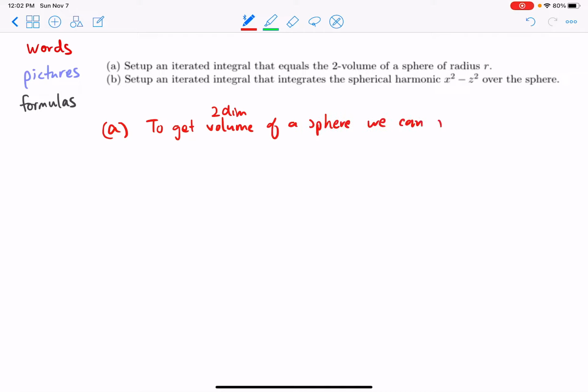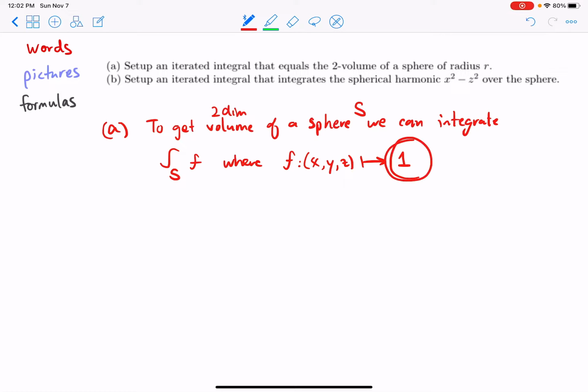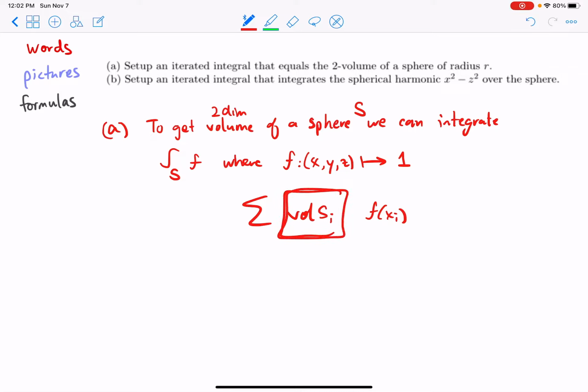we can integrate the integral over S of f. Let's call the sphere S, where f sends x, y, z to the number 1. Completely ignores the input and always spits out 1. If we integrate the function 1, then remember the little volumes of the pieces times f at some piece, this will always be 1. We're just going to sum up the volume of the pieces, which means we'll get the volume of the entire object, the sphere.